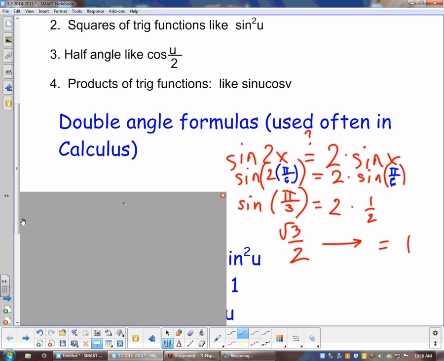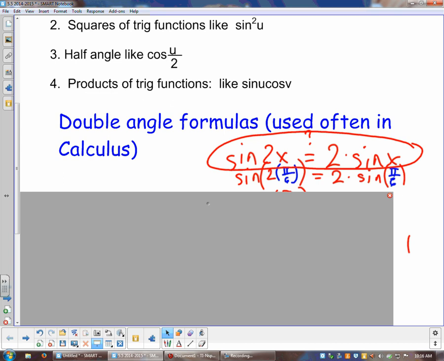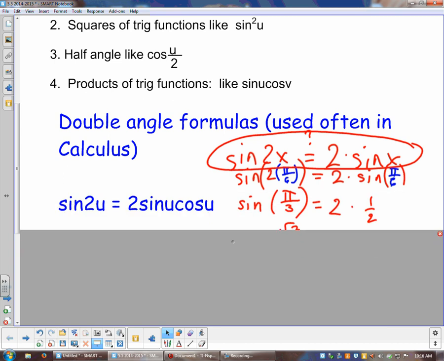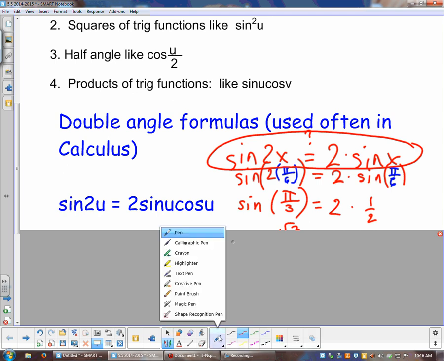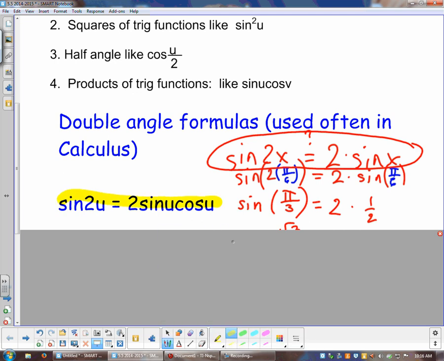You can't just say, oh, I'm going to pull that 2 out front. That does not work. There are special formulas for the sine of 2u. The sine of 2u is equal to 2 times the sine of u times cosine u. All right? Should we write that one down? Yes, you should write that one down. The sine of 2u is equal to 2 sine u cosine u.